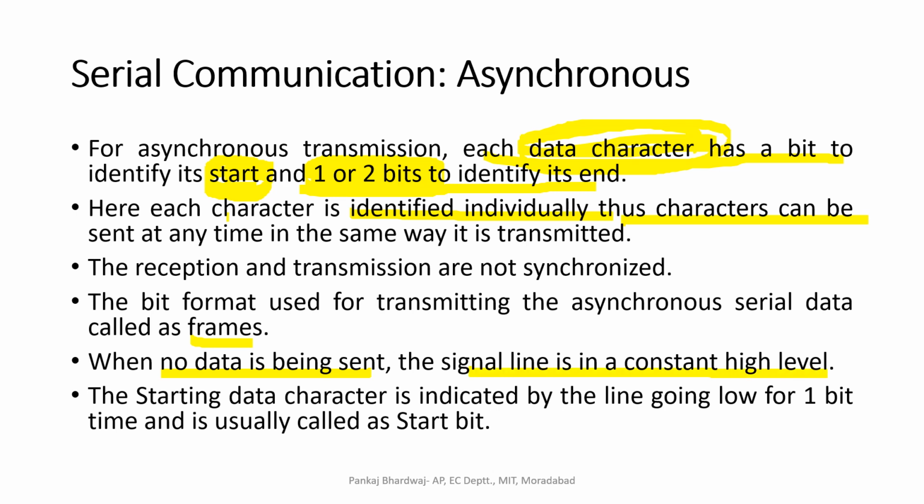The start of a data character is indicated by the line going low for 1 bit time, and usually it is called the start bit. Now, how do we identify when the data transmission has started or a data frame is available? We can identify it when the output of the line goes low for 1 bit. That means we have started the data transmission, right? Let's see with the help of an example.